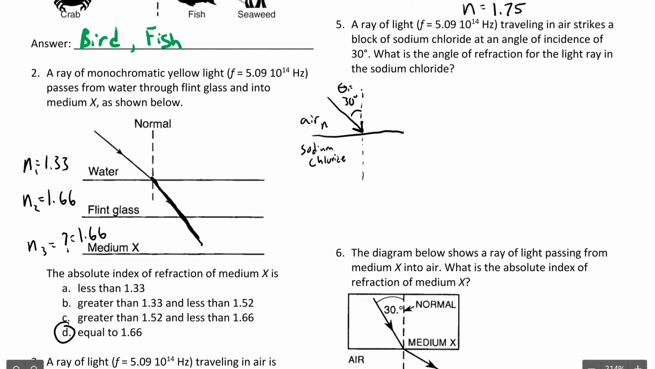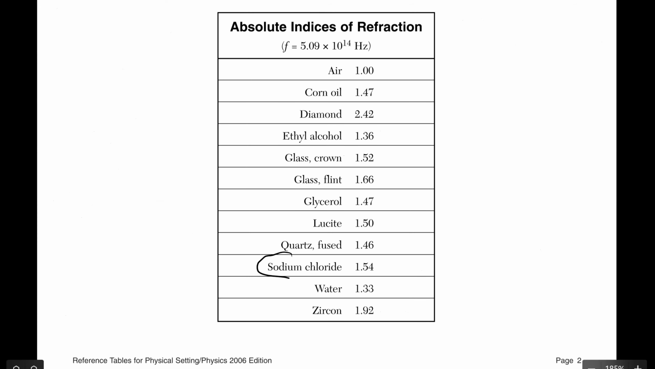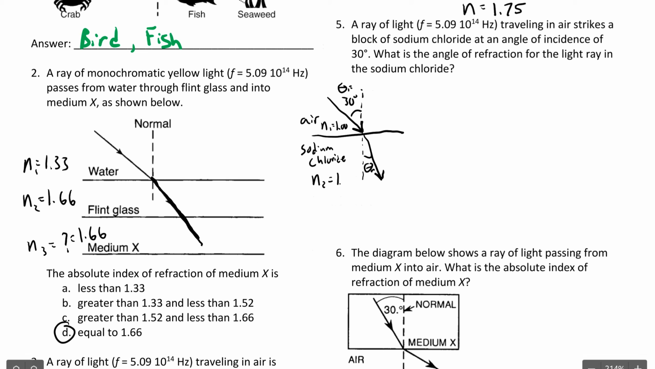So we know for air, n is equal to 1. It's on the top of that table. And we want to know what n2 is. We could look that up in our reference table. And then the only other thing that we need to know is this angle, and that's what they're looking for. Okay, so first let's find this for sodium chloride. And here it is, 1.54. So we could write 1.54 here.